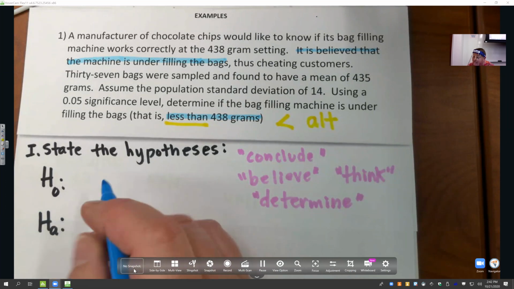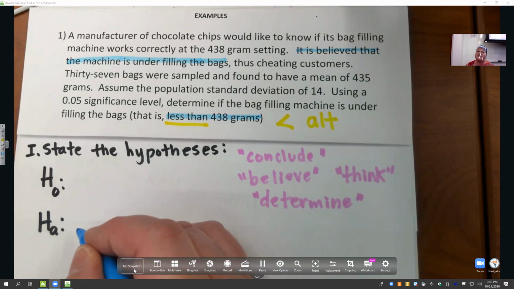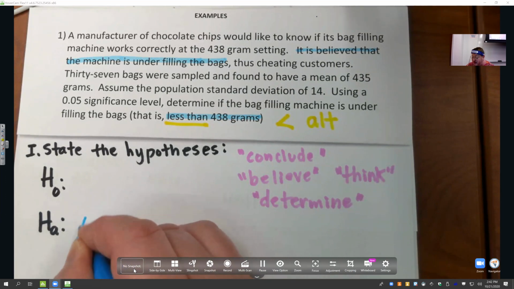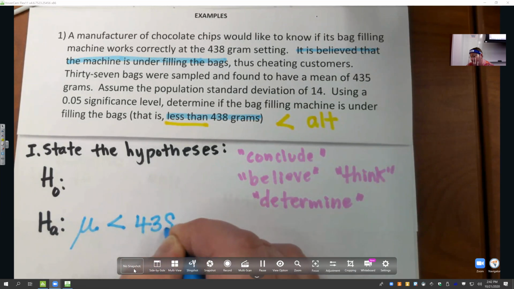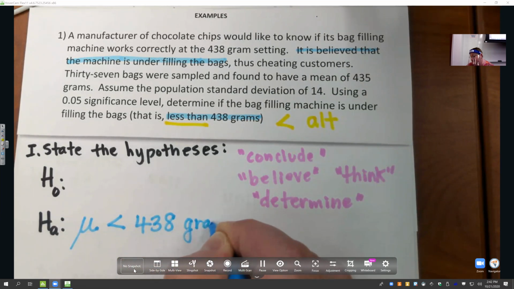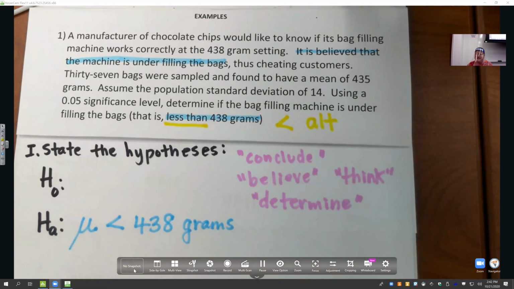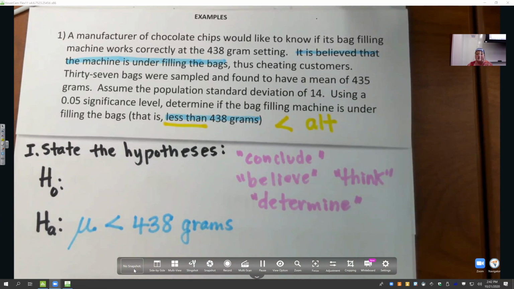You have to put in your population parameter. The hypothesis must contain the population parameter. So you're going to put mean is less than 438 grams. That's what the statement says. I just translated it from words to symbols. That's the one that's in the problem.